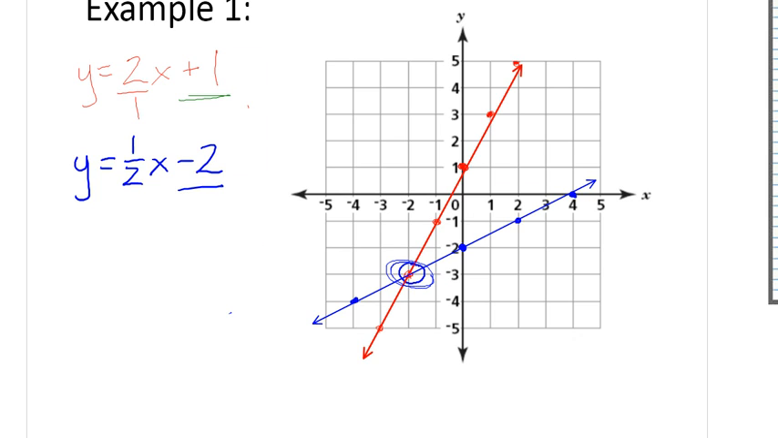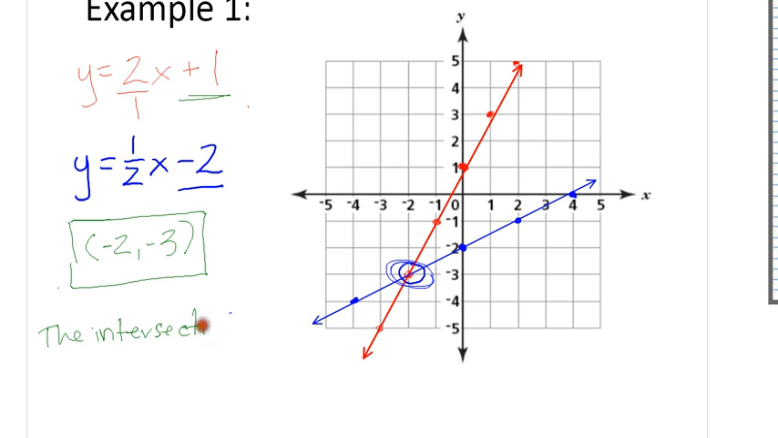So that means, let me write that down here because this is really important. So that means here at (-2, -3), the two lines I'm drawing, or that one system, intersect at (-2, -3). Where they intersect, I'm going to write that in my notes here: the intersection of the two lines is the solution to the system.